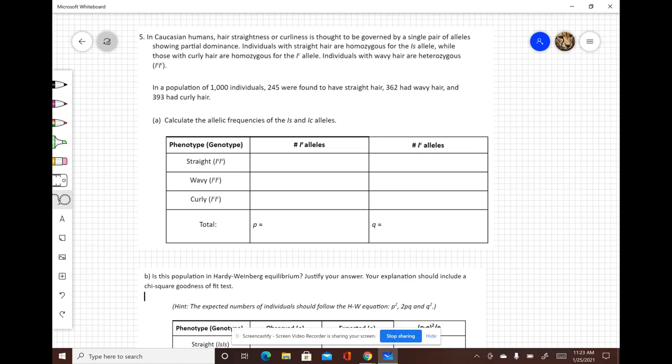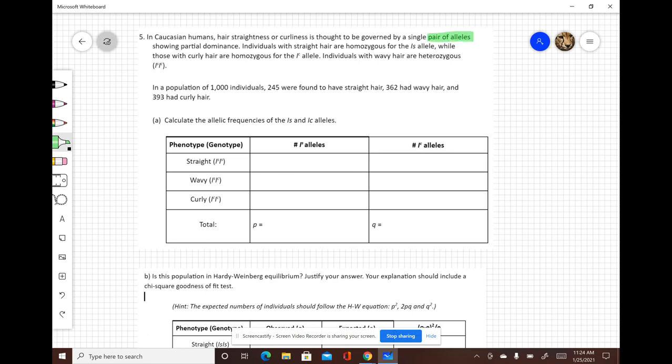Okay, I'm going to go through a brief walkthrough on how to complete this problem for Hardy-Weinberg. For this first part, we're going to be looking at hair type: straight hair, curly hair, wavy hair. It's governed by a single pair of alleles.